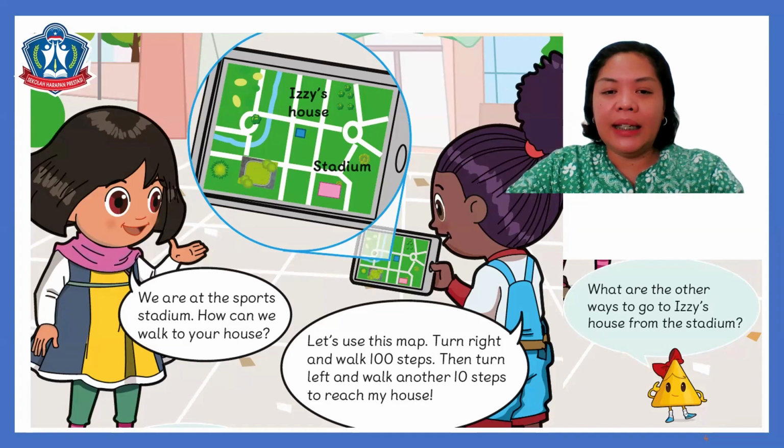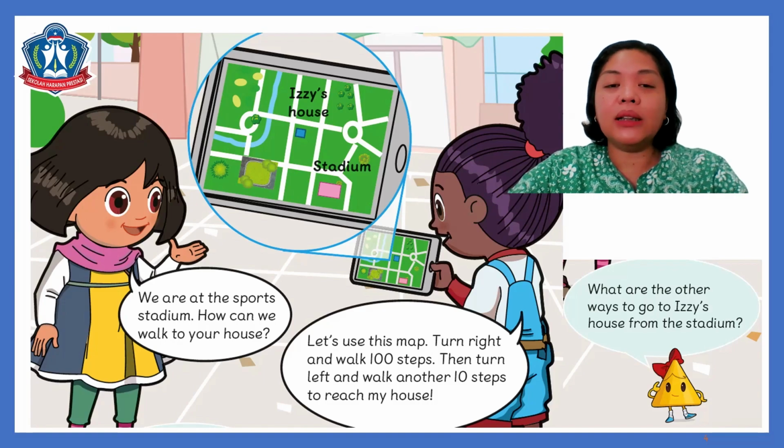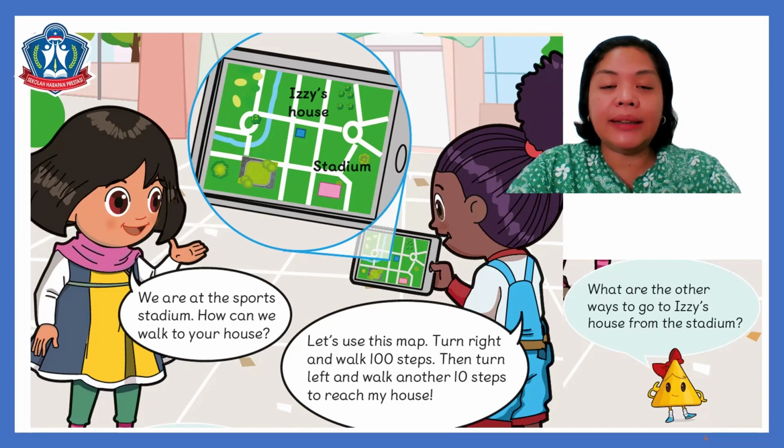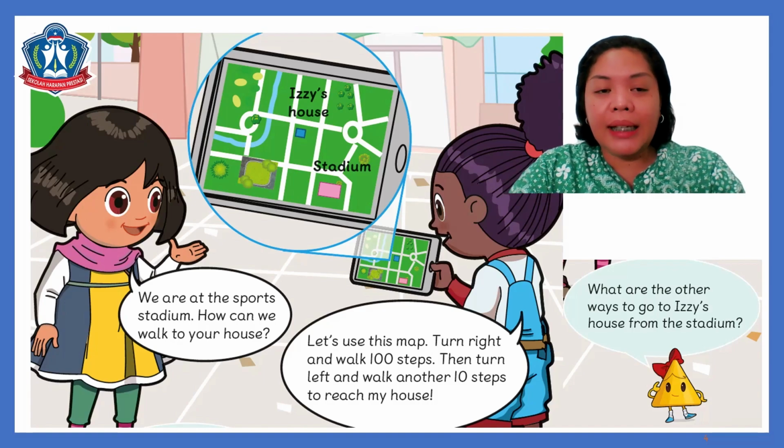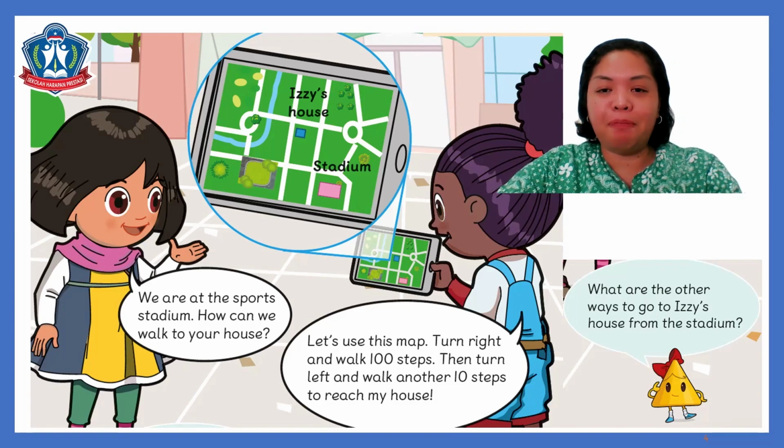Okay, Izzy said, let's use this map. Turn right and walk 100 steps. Then turn left and walk another 10 steps to reach my house. So that's how Izzy gives the direction. Is there any other way, children, to go to the stadium from Izzy's house? If you know the answer, you can share that during our class, okay?